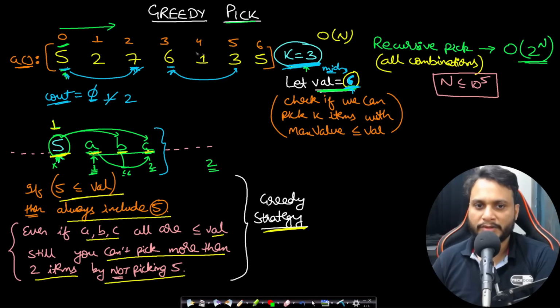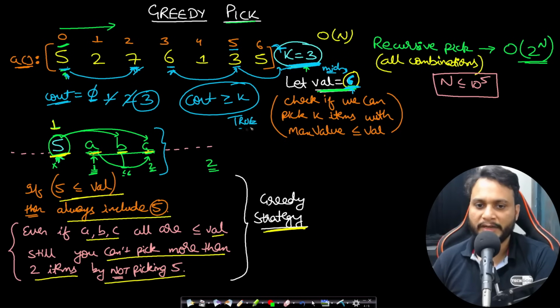Now you jump across 4 and reach 5. 3 is less than or equal to 6, so yes, you can include one more item. You jump across and reach index 7. You have gone out of bounds, so you will stop. Now since you could select at least 3 key items, if count is greater than or equal to k, then we need to return true. That means we can select at least k items from this given array where the capability was less than or equal to 6. So if 6 works for us, then I will try with smaller values. This is the entire idea behind the greedy pick.